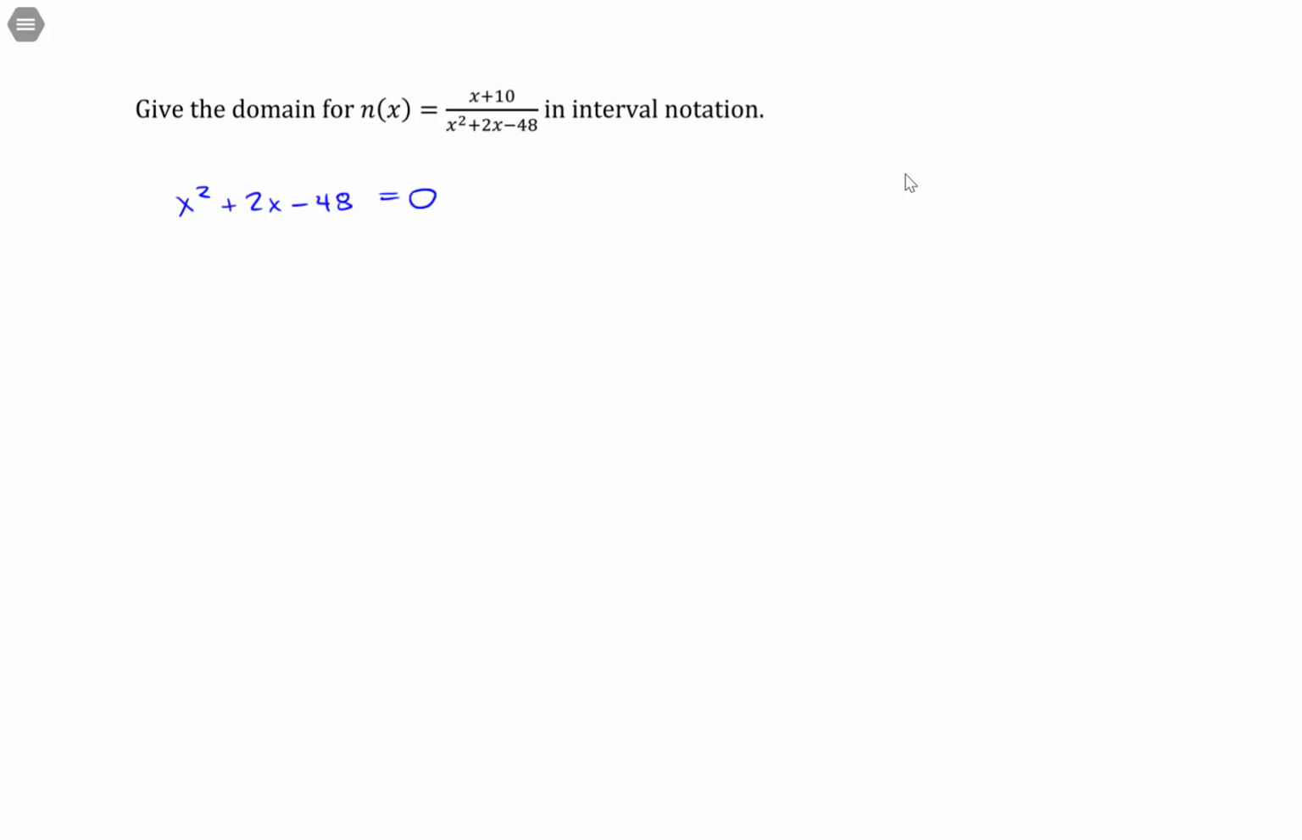Now, to solve this, we have a quadratic set equal to 0. That means we need to factor this if possible, and if it won't factor, we can use something like completing the square or the quadratic formula. But this should be fairly easy to factor. X and x give me x squared. For 48, I need two factors that are relatively close together because I have to get them to add to 2.